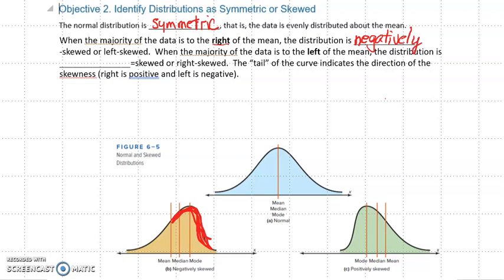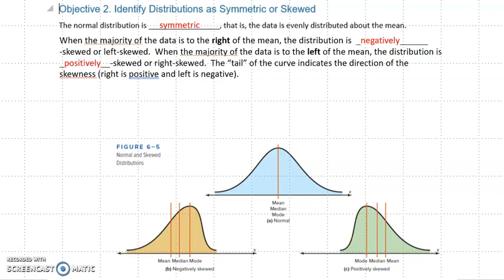And if the majority of the data is to the left of the mean, here's our mean, so we're looking at most of the data on the left-hand side, like in this sketch, then this is skewed right or positively skewed. So the tail of the curve always indicates the direction of the skewedness. Okay, and we've talked about that a little bit before.